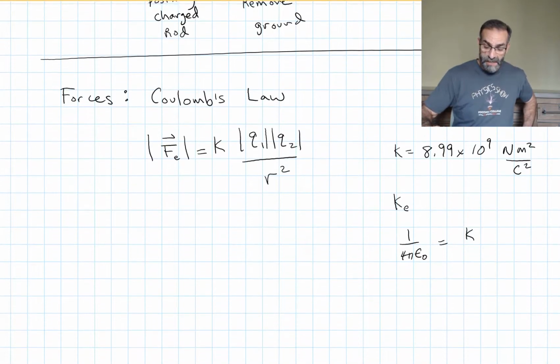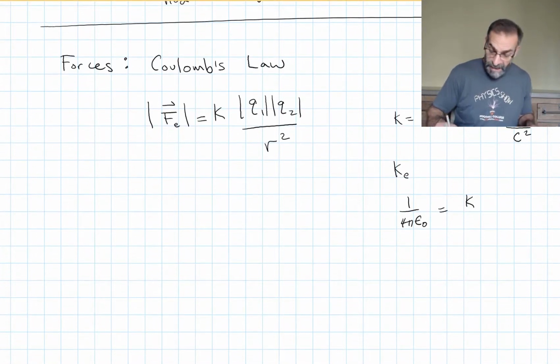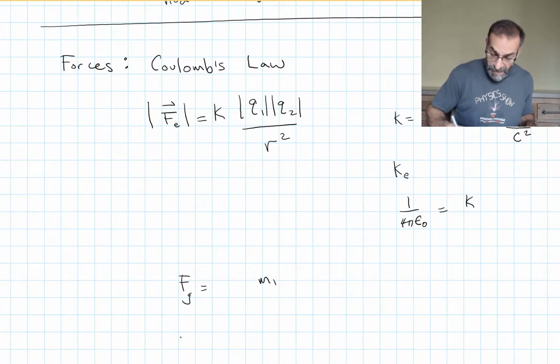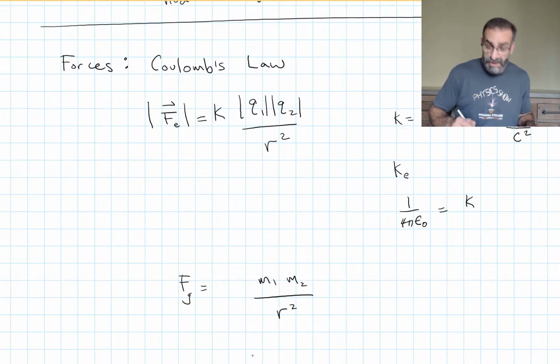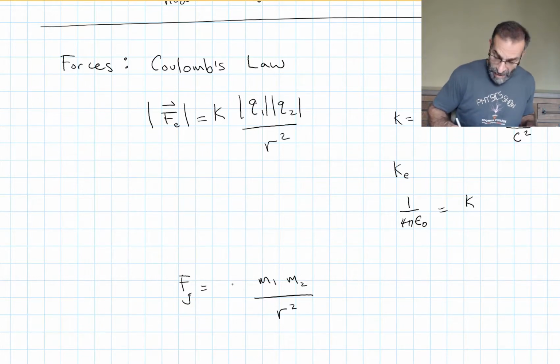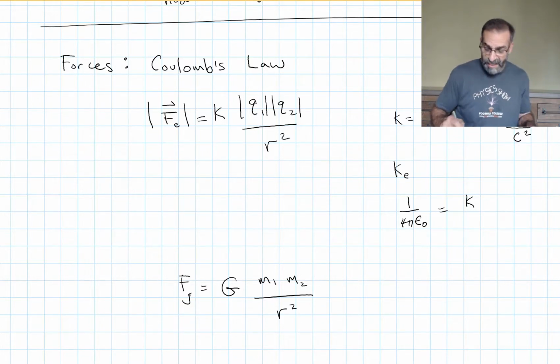This should look somewhat familiar to you if you remember back from your mechanics class. The force of gravity was proportional to the mass of one of the objects, and it was proportional to the mass of the other object. It was inversely proportional to the square of the distance between the two objects. And in order to get rid of the proportionality sign and put an equal sign in there, we had a constant, a universal gravitational constant G.